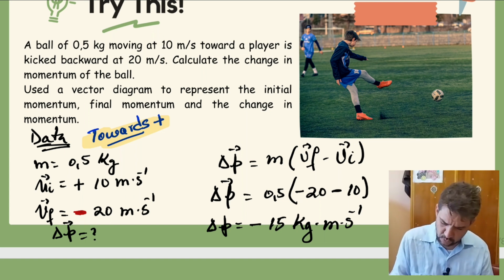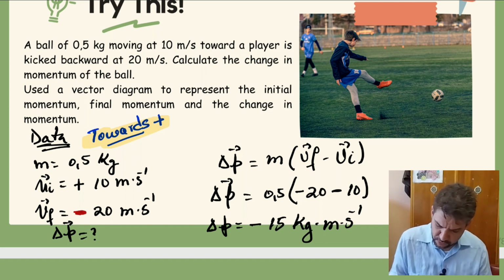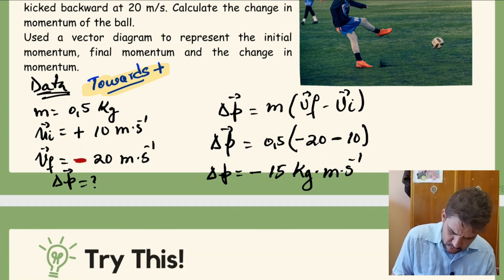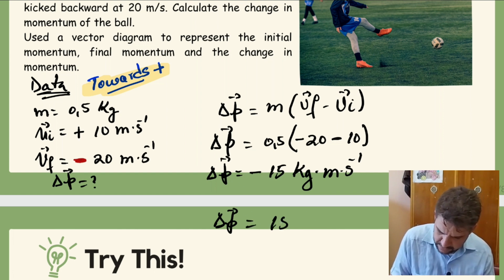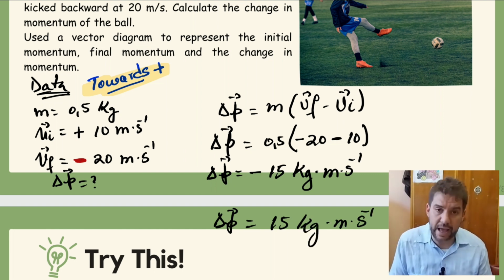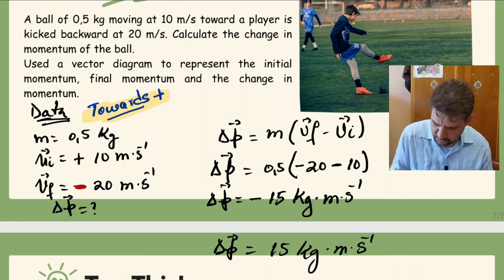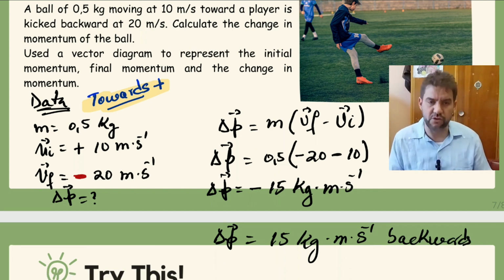So for the final answer, I'm going to do it down here. We say that the change in momentum, I'm going to keep the vector all the time, you don't have to, is 15 kilogram meters per second in the opposite direction. So you can say backward, for example, which is written in the question. Backward. And that is the correct answer.